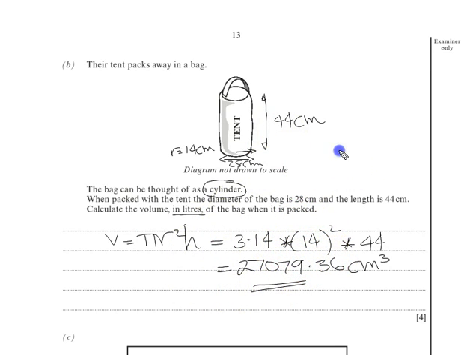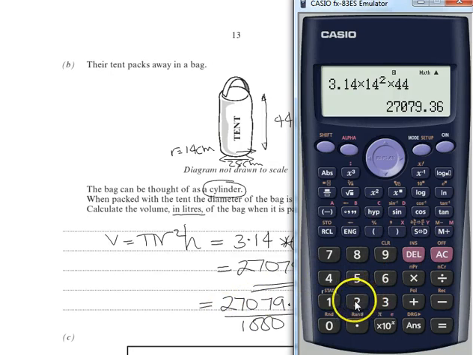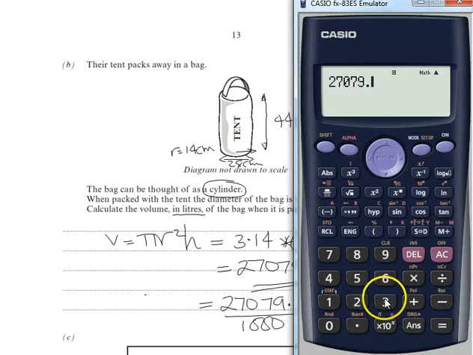To go 1 liter is a 10 by 10 by 10 box. So you think of it as 1,000 centimeters cubed. So I need to divide this by 1,000 to find out how many liters we've got. So divide that by 1,000 then. Let's tap that in a calculator. 27079.36 divided by 1,000.